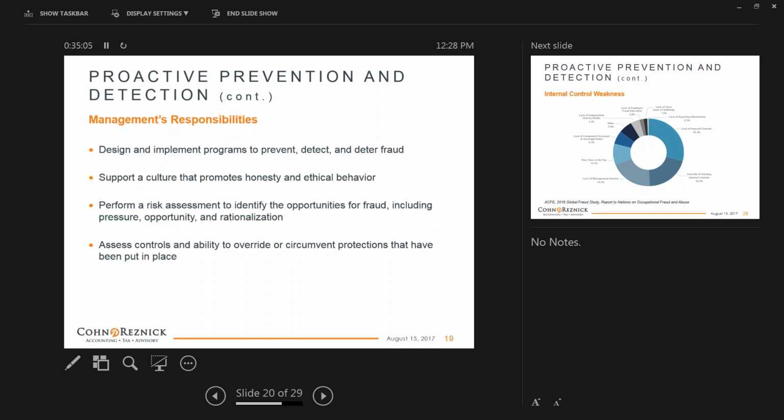So what can management do to help prevent fraud in the practice? I think it starts with a corporate will and a culture that is created and lived every day by the practice leaders, the management team, the ownership team, to promote integrity, honesty, and ethical behavior.